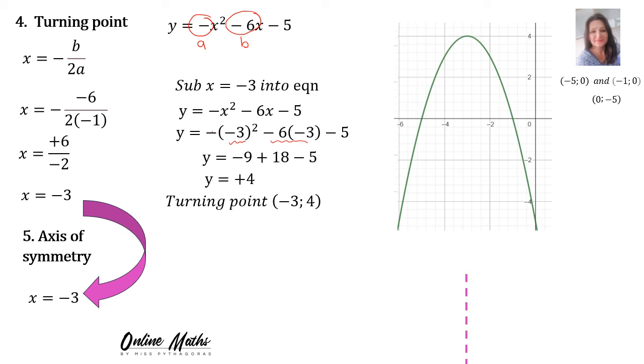Again, you have to add your axis of symmetry, which is the line x is equal to -3. And remember, the axis of symmetry is always a dotted line.